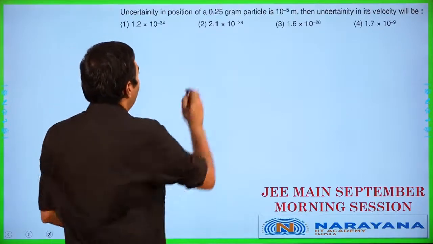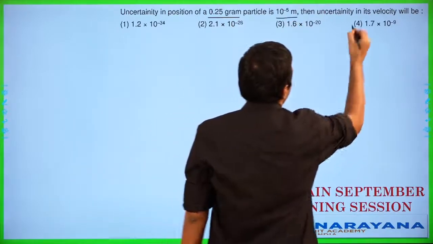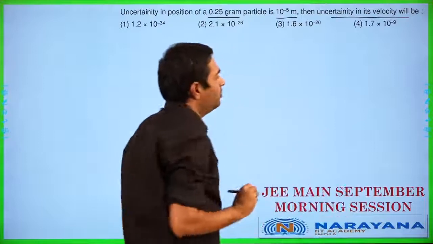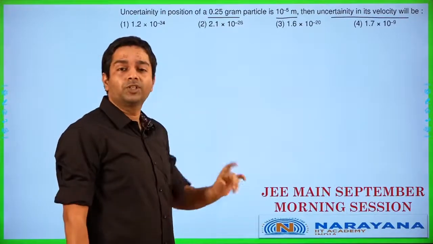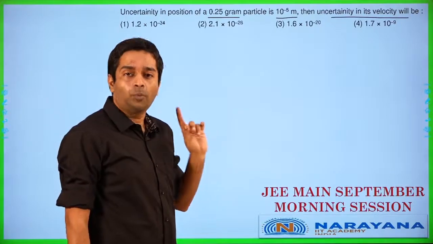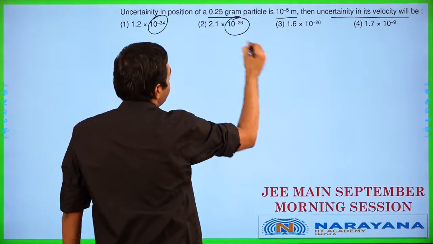Uncertainty in position of a 0.25 gram particle is 10 power minus 5 meters. Then the uncertainty in its velocity is going to be. When you see a question like this, if this question shows up as a numerical question, you have no other option but to solve properly. In this case, have a look here. The powers are very different.